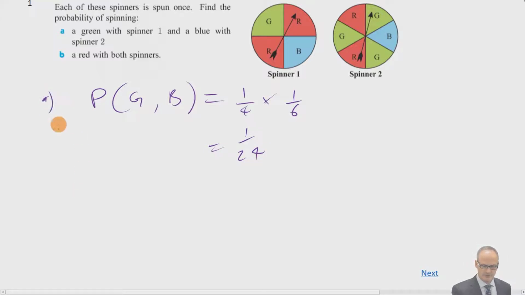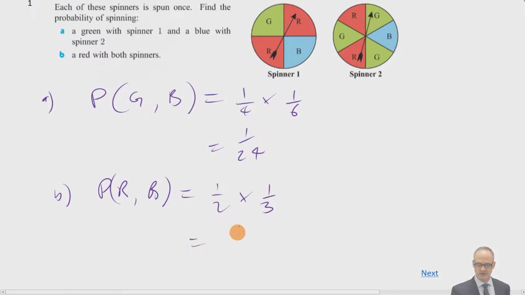Now, for part B, the probability of red with both spinners. We've got a half for the first spinner, because that's 2 quarters, which is a half. And then we've got 2/6 for the second, which is a third. And we get a half times a third, which is 1/6.